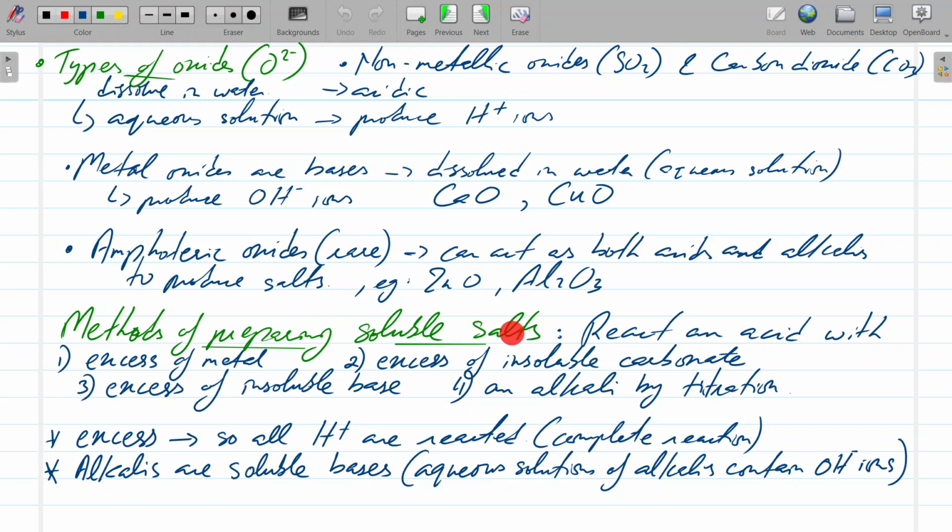Methods for preparing salts, soluble salts, in fact, basically reacting an acid with either an excess of metal, an excess of insoluble carbonate, an excess of insoluble base, or an alkali by titration, right? You're using excess so that all the acid, all the protons that are released by the acid are reacted. So there's a complete reaction. And the alkalis, right? What's the difference between an alkali and a base? An alkali is a soluble base. So if it forms an aqueous solution, the base is then called an alkali and gives up hydroxide ions.